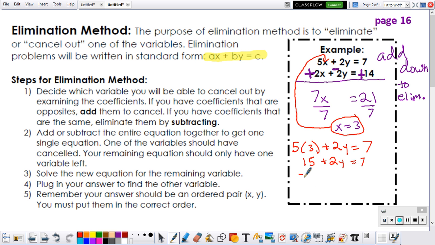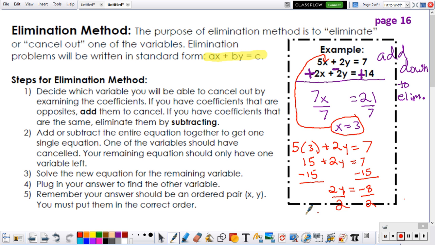We're going to subtract 15. 7 minus 15 is negative 8. 2y equals negative 8. And I'm going to divide by 2. And I'm running out of room here, I get y equals negative 4. So I know my ordered pair is going to be, remember your answer should be in an ordered pair, should be 3, negative 4.